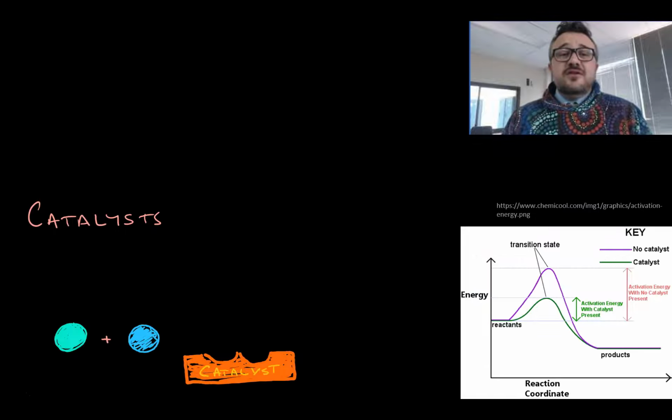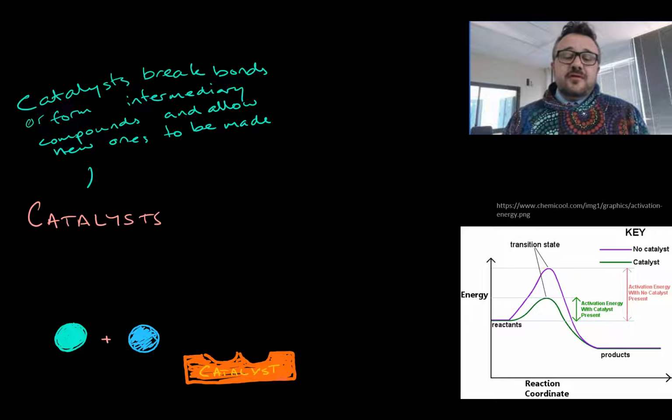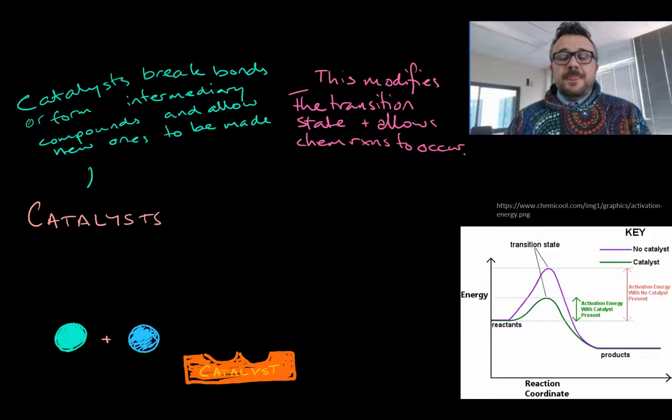So catalysts, it's not just a list of all the cows that you own. Basically, catalysts break bonds or form intermediary compounds, both of those are true, and these allow new compounds or new bonds to be made. So basically what they're doing is they're modifying the transition state. Now the transition state is the position in the reaction coordinate where both the orientation and the energy of the particles means that they are likely to react. So this allows the chemical reactions to occur.